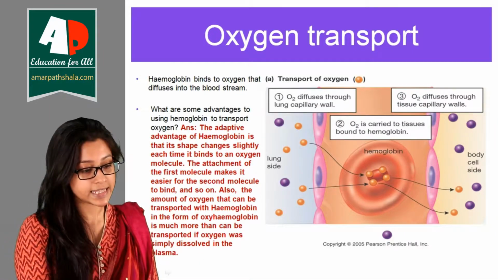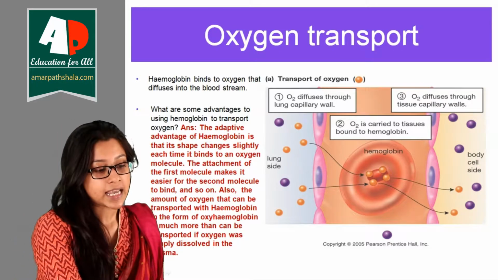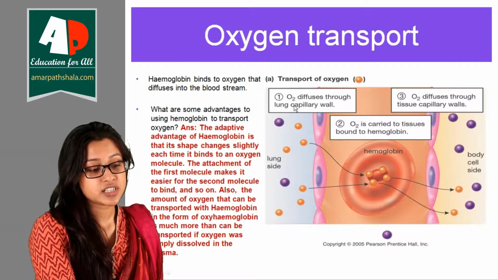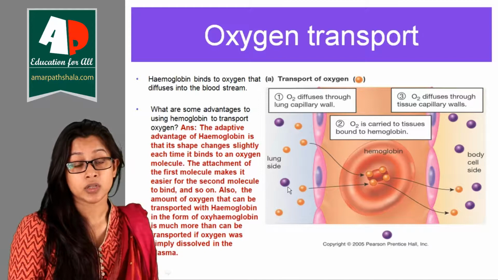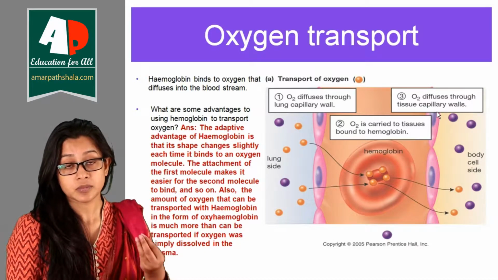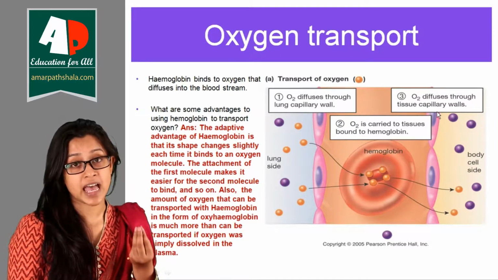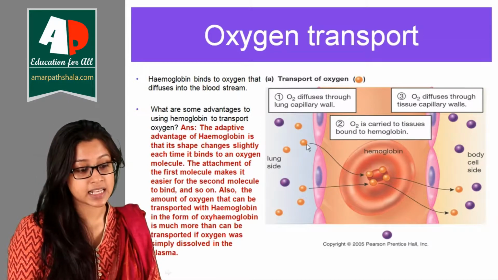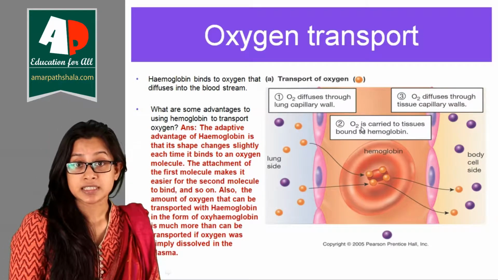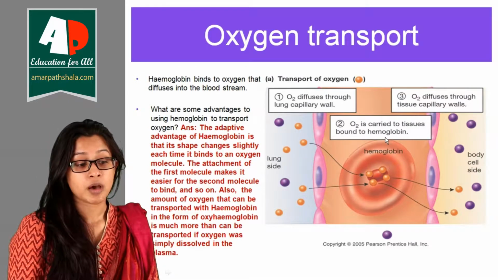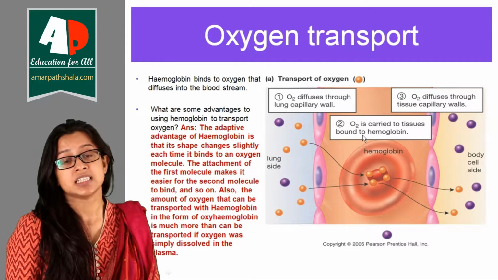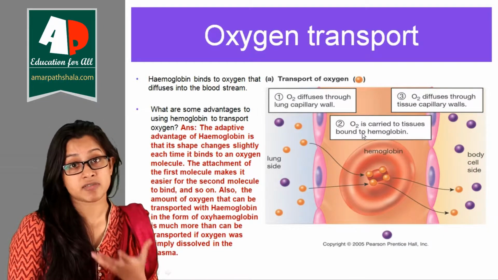So if you see in this diagram, in point 1, oxygen diffuses through the lung capillary wall, which means that oxygen diffuses from the alveolus to the capillaries inside the lungs, and then oxygen is carried to the tissues bound to hemoglobin. The tissues, as in the tissues that require oxygen.